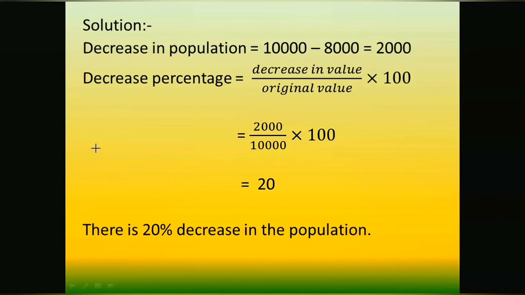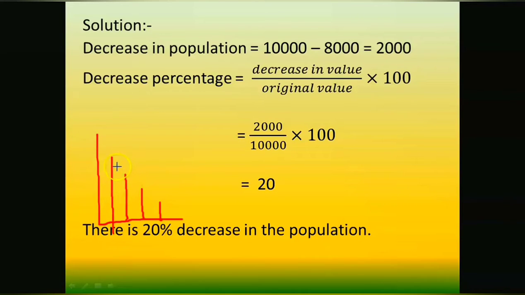Note that if the same question was asked based on the bar graph, then it would be like the population in 2000 is given, the population in 2001 is given, population in 2002, population in 2003. And the question could be asked like, in which year there was highest percent reduction in the population over the previous year. So in this case, what will you do?